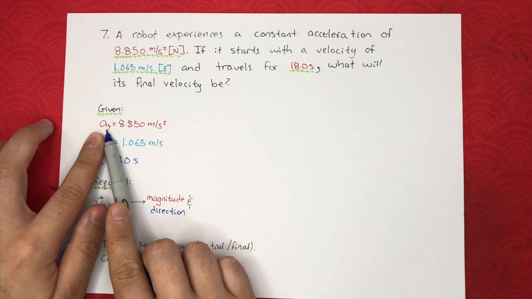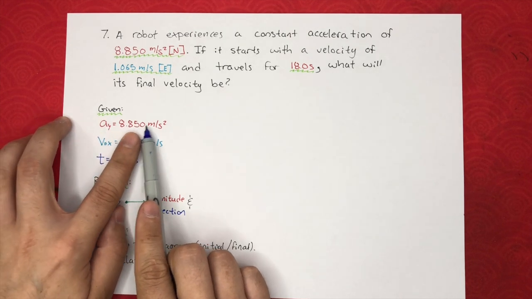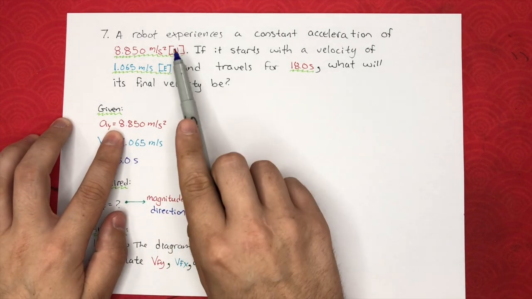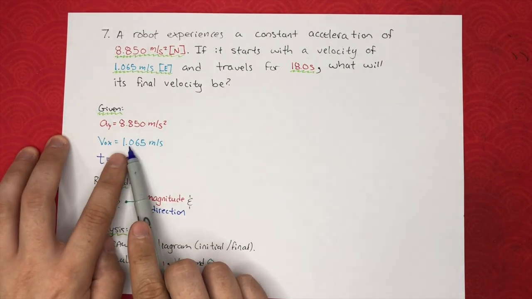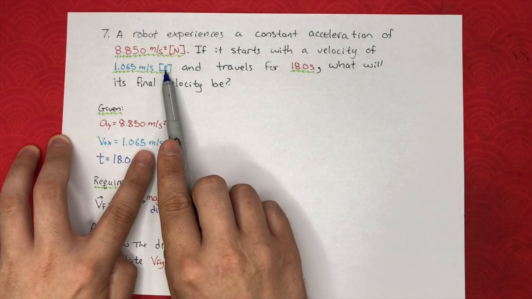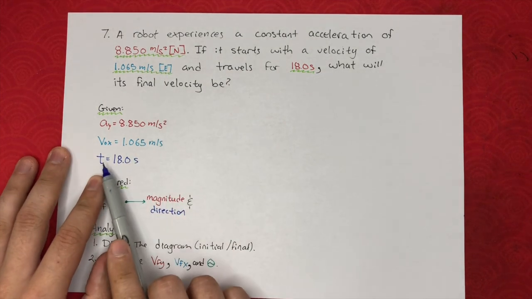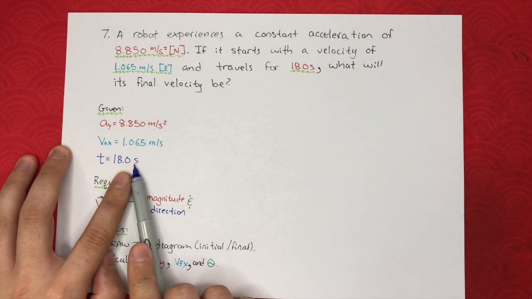We're given an acceleration in the y direction of 8.850 meters per second squared. This is a positive number because we're going north. We're given an initial velocity in the x direction of 1.065 meters per second. It's positive because it's going east, and we're given a time of 18.0 seconds.